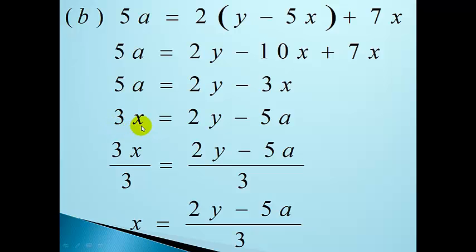So when we divide the left hand side by 3, we also have to divide the right hand side by 3. Now when we divide 3x by 3, we are left with x. And when we divide the right hand side, that is 2y minus 5a, by 3, we are left with 2y minus 5a divided by 3. And therefore x is equal to 2y minus 5a divided by 3. So we can see that the x now stands alone, and therefore x is the subject.